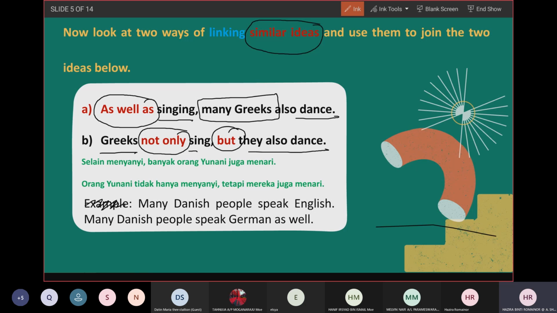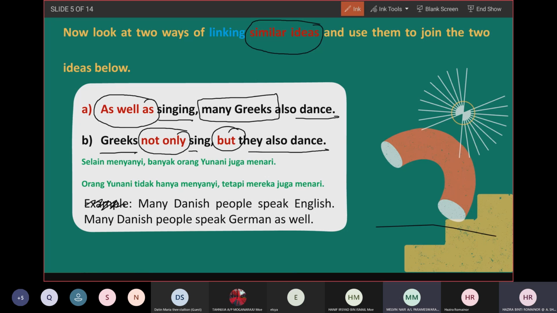Many Danish people speak English. Full stop. Many Danish people speak German as well. Full stop. So how you are going to combine these two sentences into one sentence only? Macam mana awak nak combine ayat tersebut menjadi satu ayat sahaja seperti mana contoh yang telah diberikan pada A and B? Okay, Melvin, this time you can try again. Teacher, many Danish people speak English and German as well, like that.